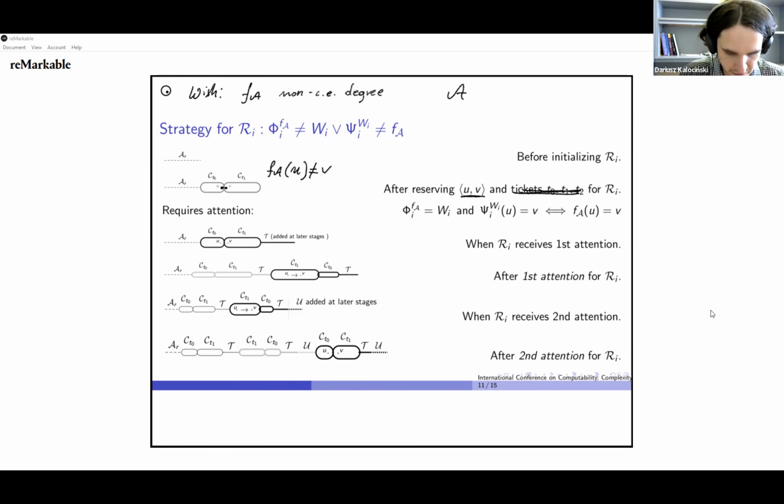And if this happens, we have to do something. We have to destroy this. Okay, so how do we do this? So we receive attention for the first time. We may have by this time something appended possibly. And what do we do? We insert fresh numbers in between here. These are gray numbers.